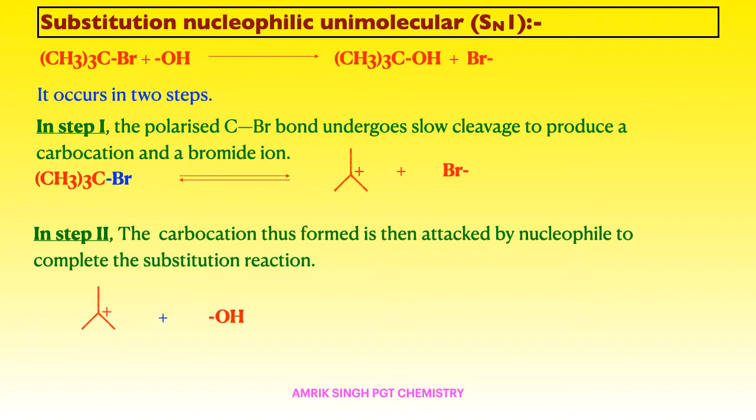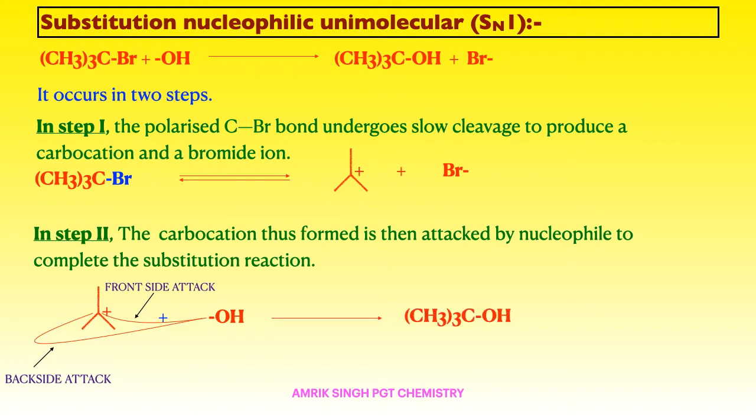Since the carbocation is planar, it can be attacked from the backside or from the front side. Backside attack is shown here and front side attack is also shown here, and we get alcohol. In this product we get racemization, meaning there may be a 50-50, that is 50% from backside attack and 50% from the front side. Inversion of configuration and retention of configuration both take place in similar quantity.